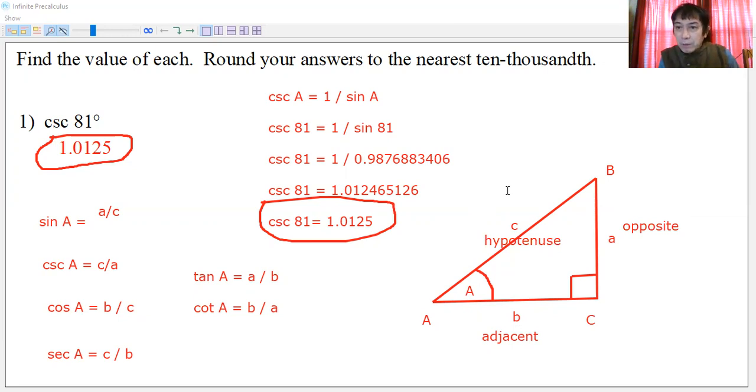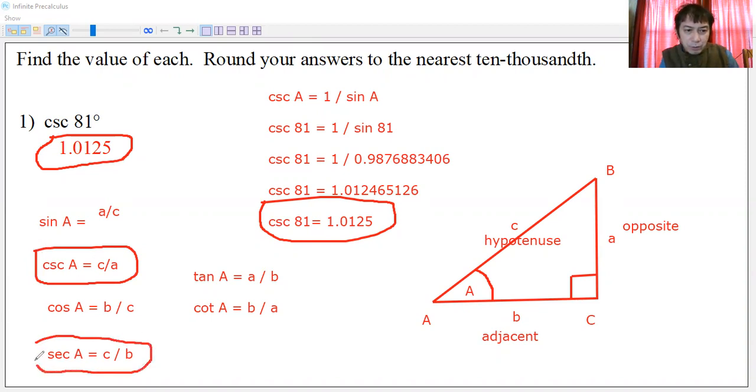Considering these formulas I wrote to the left side of the screen, cosecant is hypotenuse over opposite side, and that's c over a. So hypotenuse divided by opposite side, considering angle A. Now the secant of the angle A is hypotenuse divided by adjacent side. So that is c over b. And then the third one, which is the cotangent, is over here.